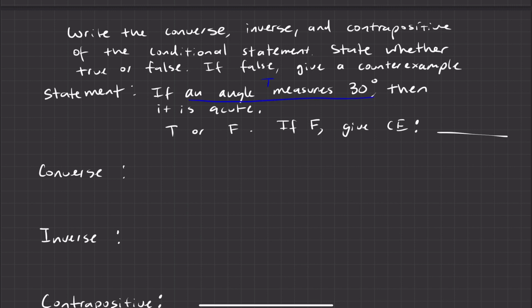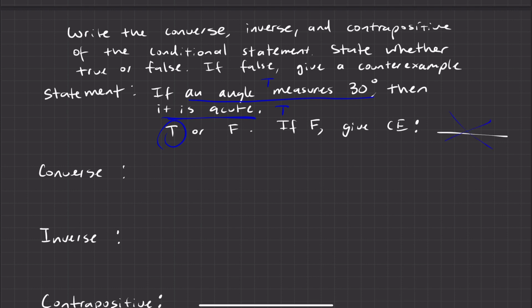The hypothesis is true. An angle can measure 30 degrees. That's awesome. So now, if an angle measures 30 degrees, does it imply that it is acute? Yes. So this right here, it is acute. That's also true. So since I have a true and a true here, you will mark true and you don't have to give a counterexample because it's true.